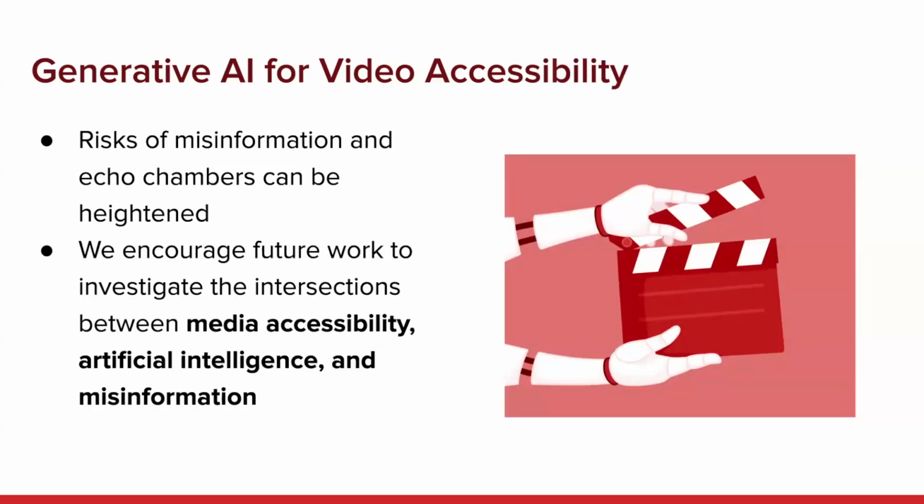We also consider the efficacy and ethical implications of using generative AI to support video accessibility for a subset of dimensions in our design space. Recent advances in AI models have led to excitement about potential uses of AI for video accessibility. However, we also recognize that there can be significant ethical harms associated with AI-generated and personalized video accessibility. The risks of misinformation and echo chambers can be heightened with generative AI. Long-term, how would partisan audio description and video accessibility influence people's views, political or otherwise? Our work points to future research directions investigating the intersections between media accessibility, artificial intelligence, and misinformation.